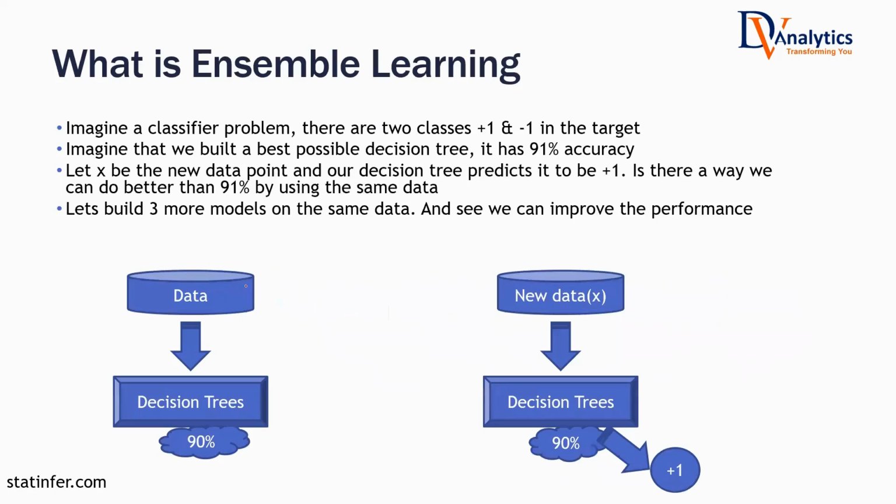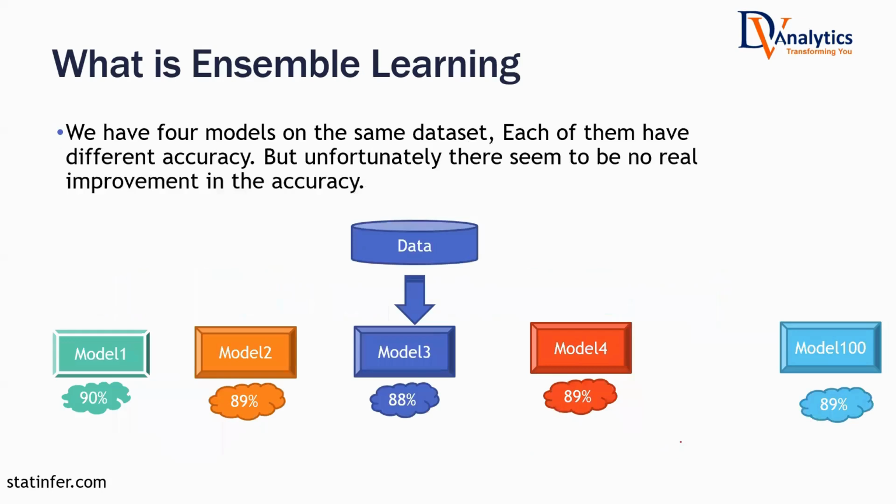What's the approach that we have followed until now? We have the data, we built a model, and when the new data comes, we get the predicted value. But from here on, we are going to change the approach. We have the data, we build model 1, model 2, model 3, model 4, and so on, model 100, hundreds of models. Model 1 has this much accuracy, model 2 has this much accuracy, model 3 has this much accuracy, model 100 has this much accuracy.